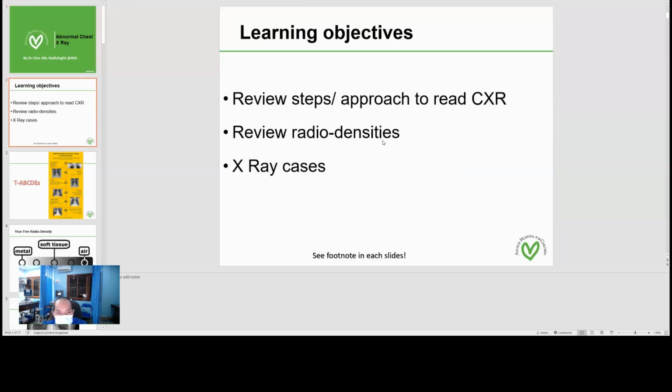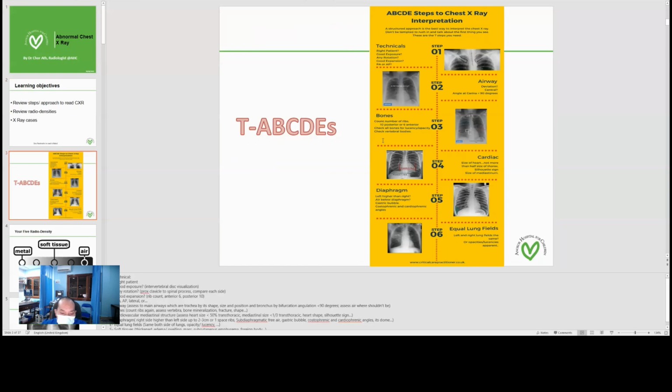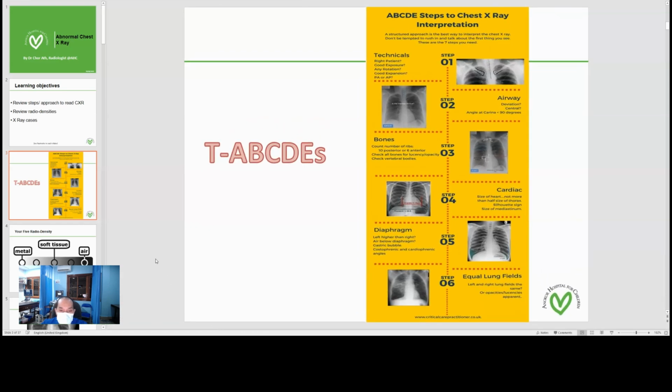So we have three objectives. First one is we review about step-on approach to the chest X-ray. Review about radio density and X-ray cases. So this is the tip where we have to use or to remember before starting to interpret chest X-ray.